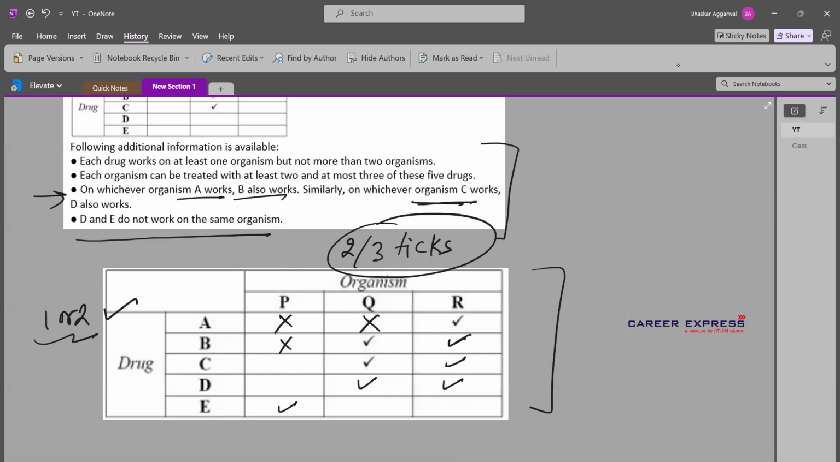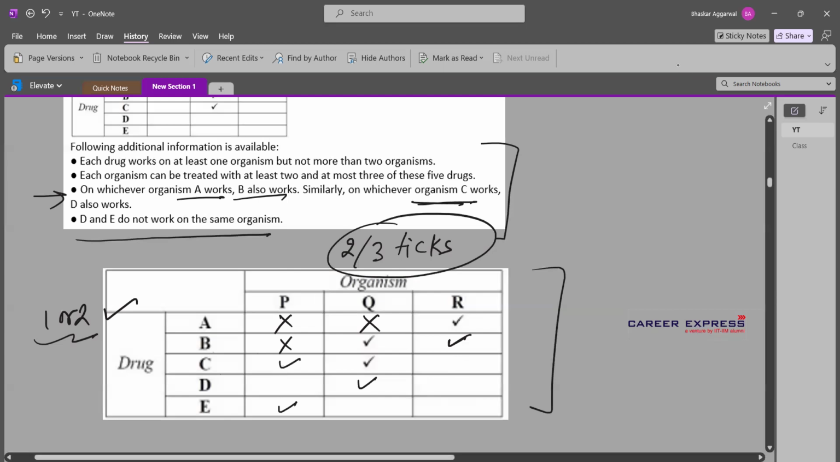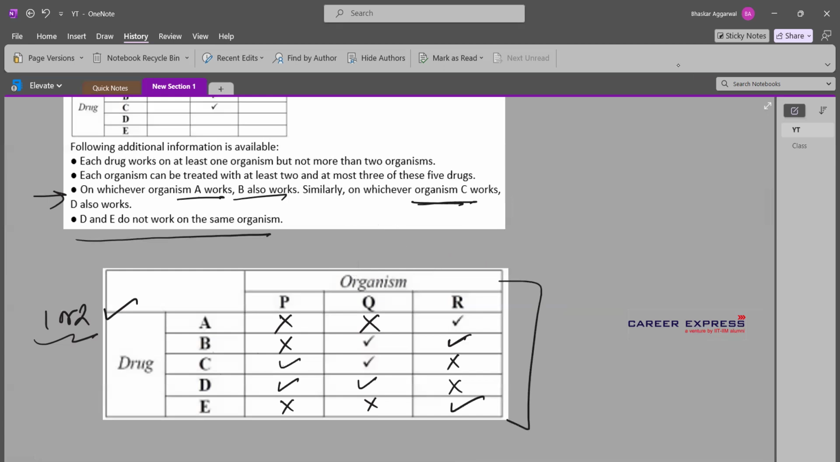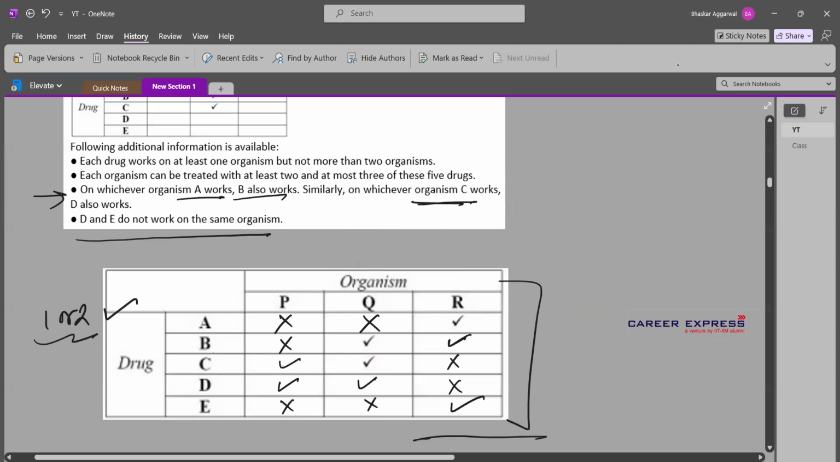So we'll have to go by our first assumption where C works on P and hence D also works on P. They both do not work on R. And because of that, E does not work on P. E also does not work on Q and E works on R. So with that, all the conditions are met. Then we can answer all the questions. I hope you will be able to answer the questions. I will not do that in this video. If the table is filled, then questions can be answered.